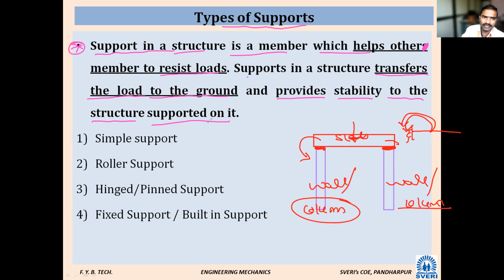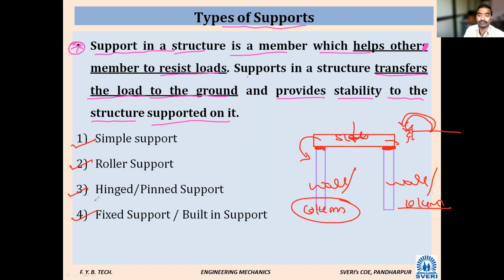Again, there are different types of supports. One is simple support, next is roller support, next is hinged support, next is fixed support. There is one more, a fifth one, that is overhang support, but these four are sufficient, and from these you can derive that one. First is simple support, second roller support, third hinged support, fourth fixed support.